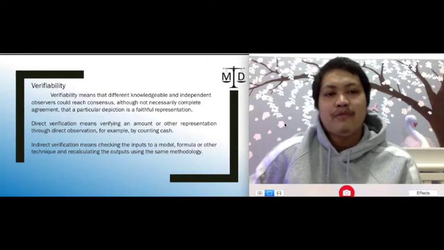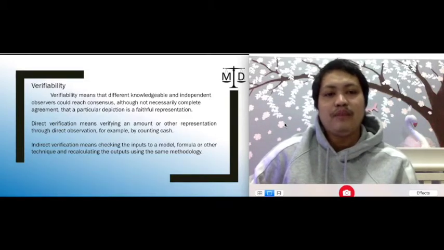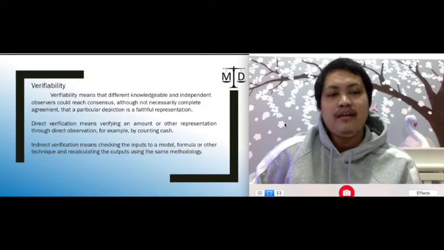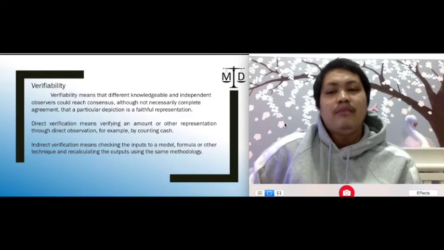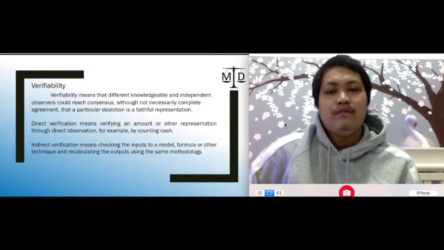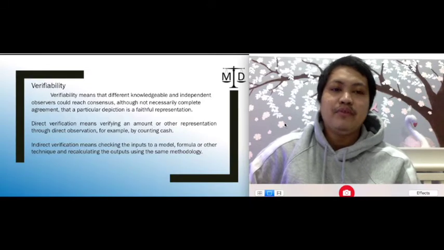The best example for this one would be counting your cash. You can verify the amount of cash that is to be reported by actually conducting a cash count. On the other hand, indirect verification means checking the inputs to a model, formula, or other technique and recalculating the outputs using the same methodology.